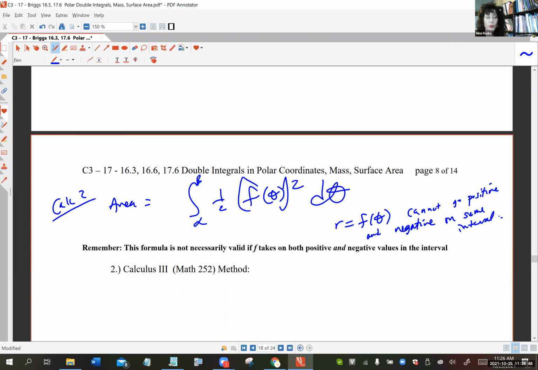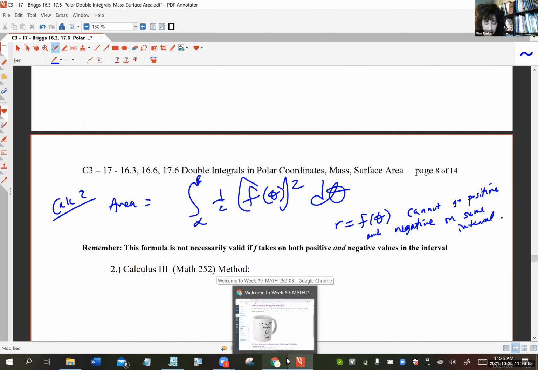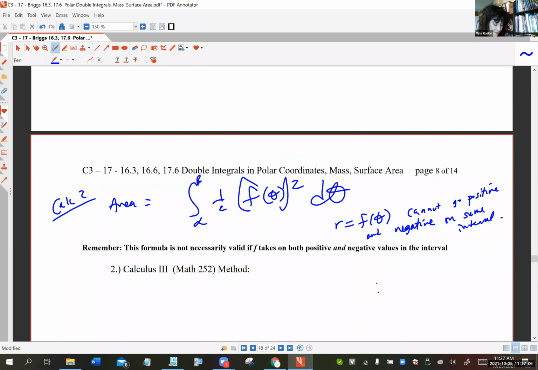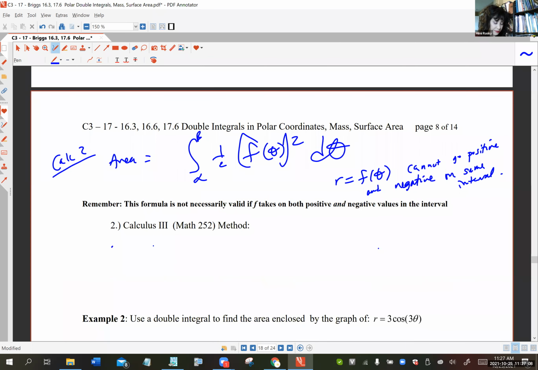Otherwise, you might end up with weird areas like 0. You're going to go, wait, what? The area is not 0, for God's sakes. And that's how you'll know you might have screwed up, because your r ended up going positive and negative on that same interval. So you might have to break it up a little bit. Okay. Now, what's the Calc 3 method?